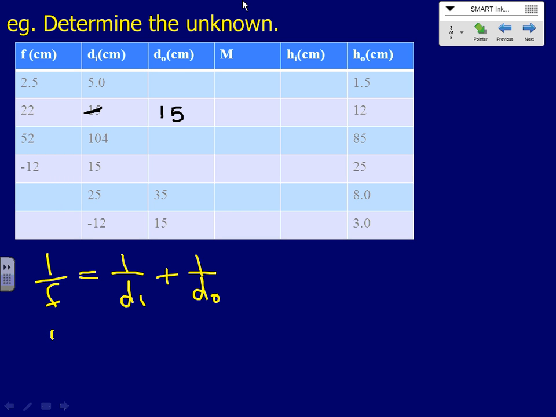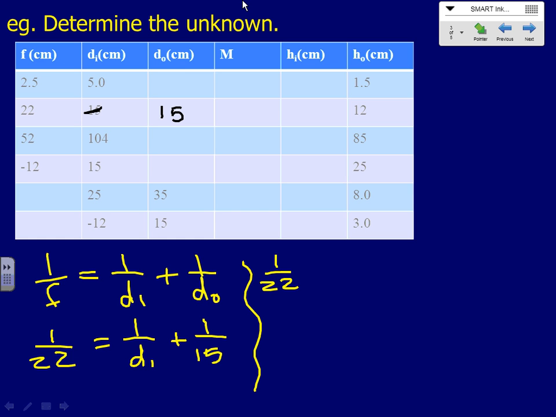Let's start filling in our information. 1 over 22 equals, this time I want to find the image distance, 1 over di plus 1 over 15. What's moving to the other side? Yep. And it's going to become negative, right? So I'm going to have 1 over 22 minus 1 over 15 equals 1 over di.